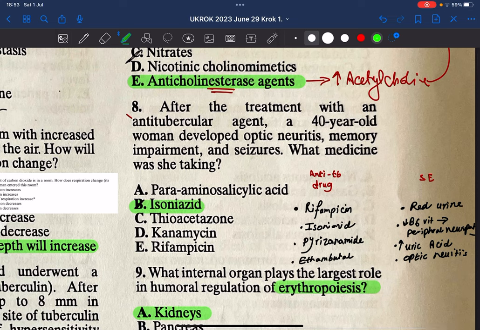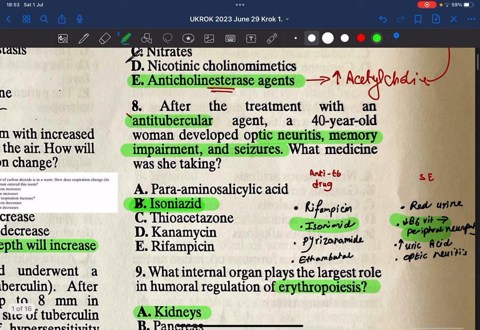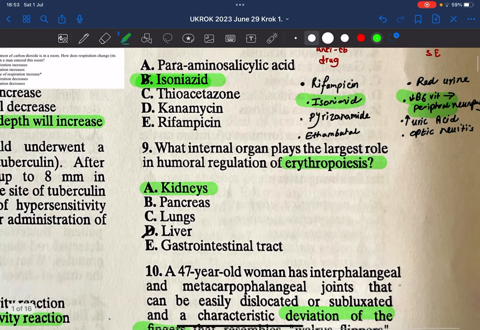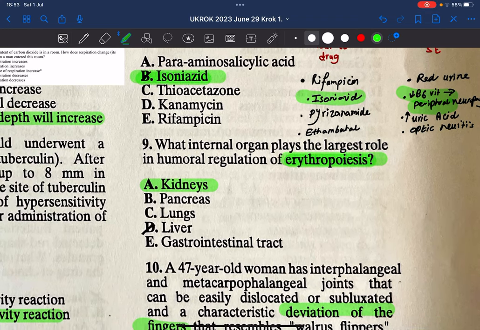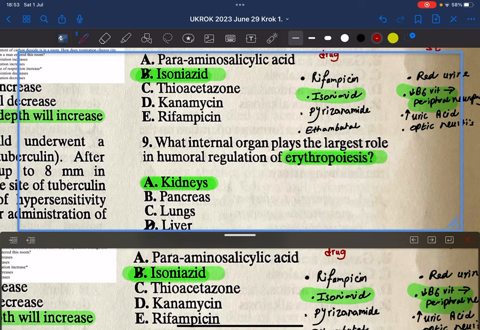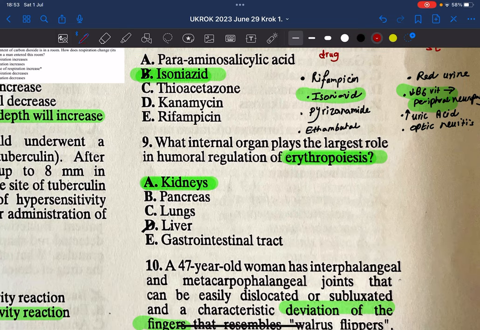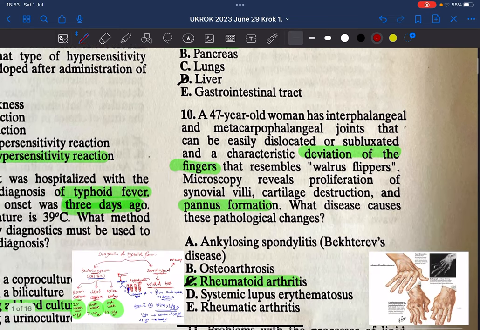Here a question about anti-tuberculosis medication side effects, and we have some neurological effects. These are side effects of isoniazid, and you can see here other drugs with other side effects. Important question. For erythropoiesis, or formation of red blood cells, the kidneys play an important role by producing erythropoietin.